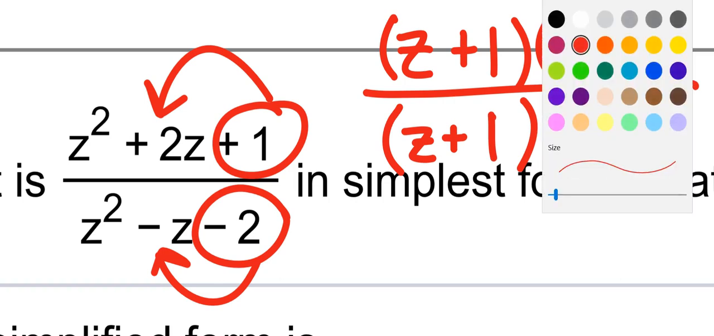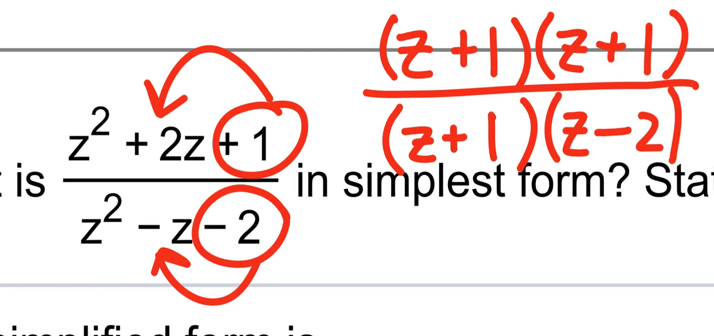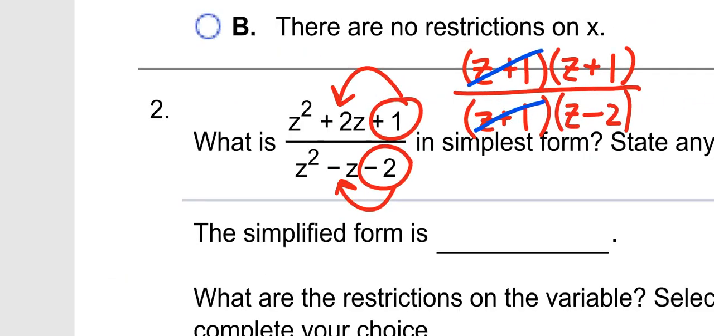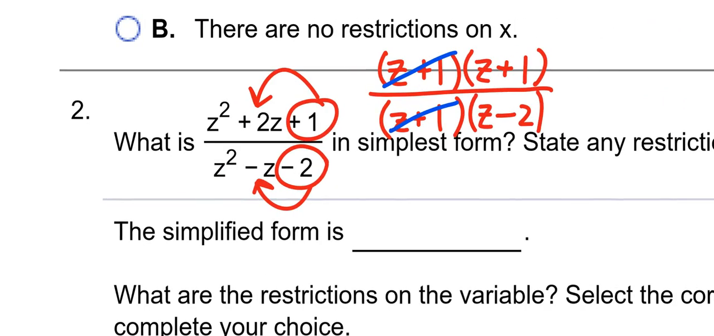Do we see anything that we can get rid of? What do we see? Z plus 1, z plus 1. Do not tell me that the z's are canceling, or the pluses are canceling, or the 1s. It's z plus 1. That's the entire factor that's getting canceled out. Final answer? Z plus 1 over z minus 2.